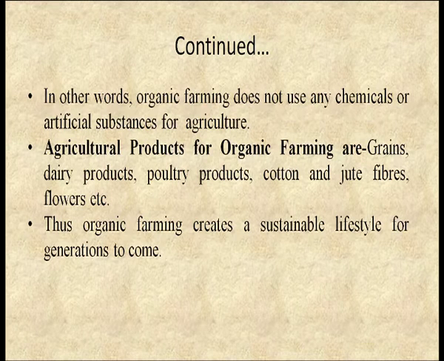Agricultural products from organic farming are grain, dairy products, poultry products, cotton and jute fibers, flowers, etc. Thus, organic farming creates a sustainable lifestyle for generations to come.